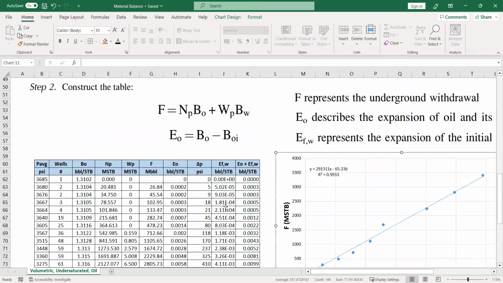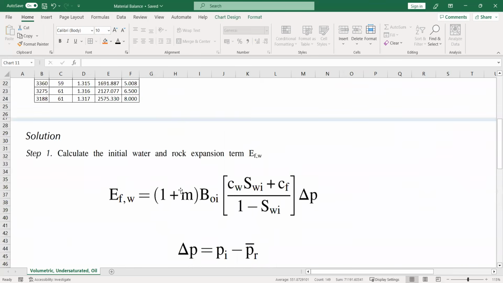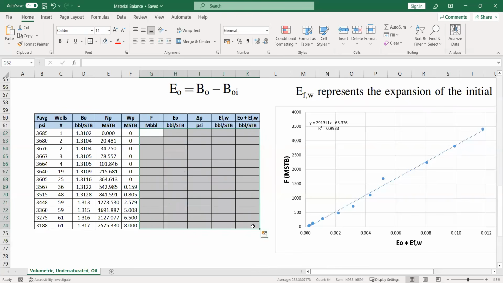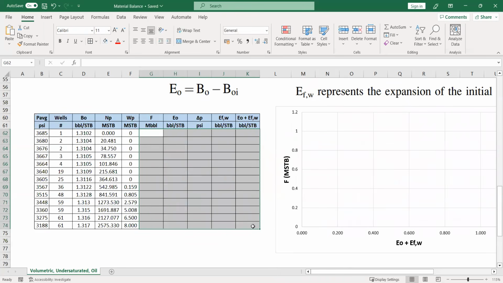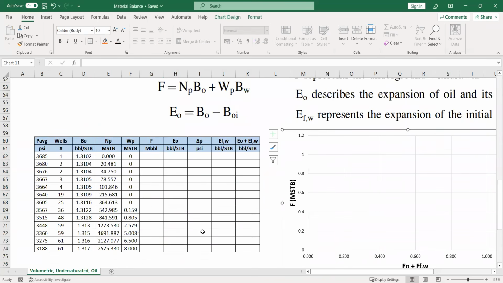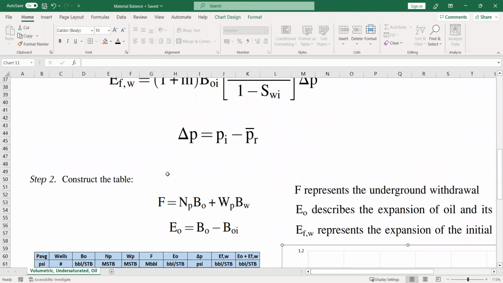So now let's redo everything. I will erase everything here. Okay, so I have nothing on my plot. It's going to be very easy. So now let's first calculate the F.